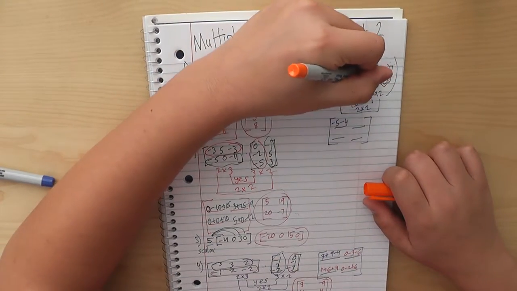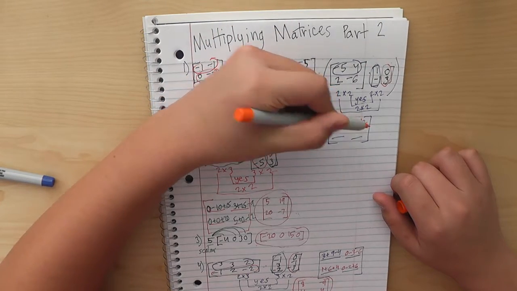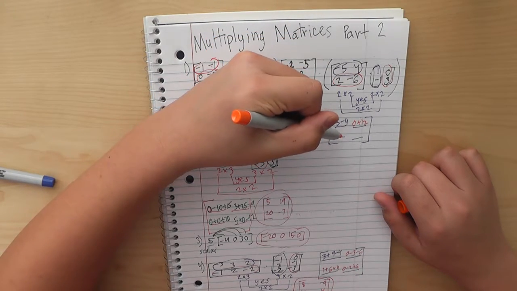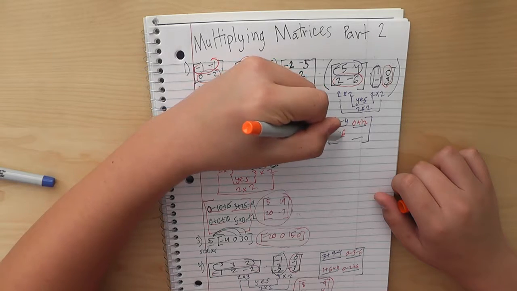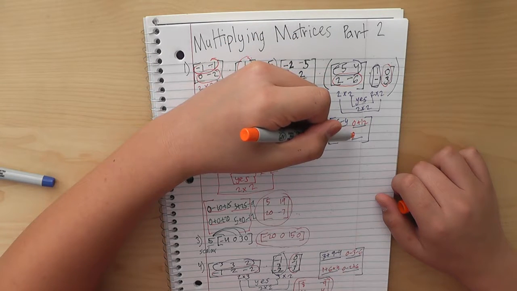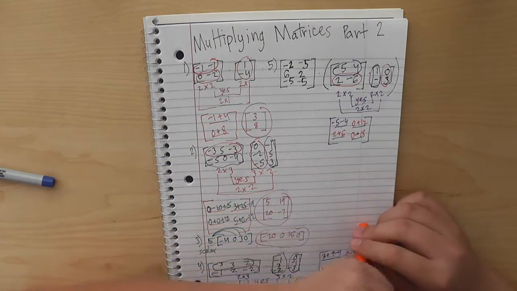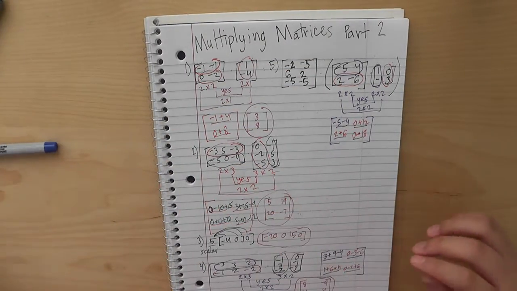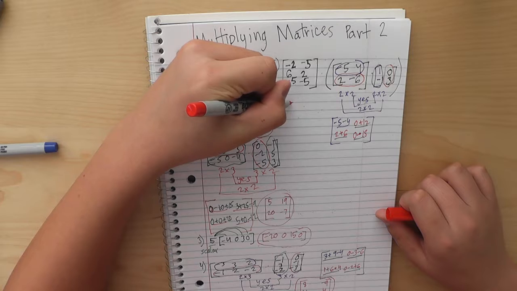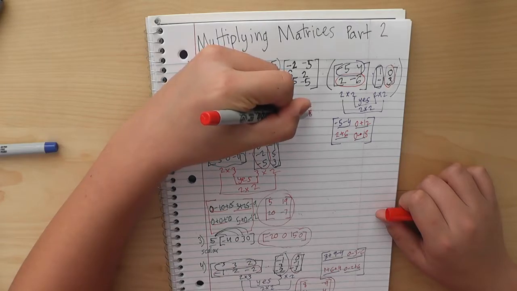Let's do first row by second column. Negative 5 times 0 is 0, plus 4 times 3, which is 12. Second row by first column. 2 times 1 is 2, plus negative 6 times 1 is positive 6. 2 times 0 is 0, plus negative 6 times 3 is negative 18. Alright. Let's simplify it now. So if we simplify it, we get negative 9, 8, 12, and negative 18.